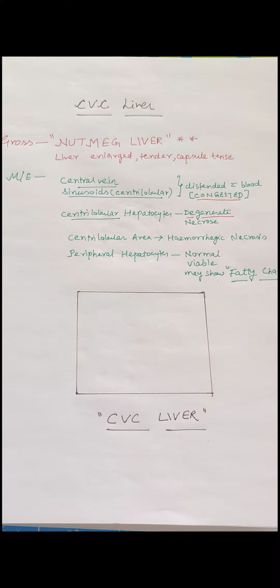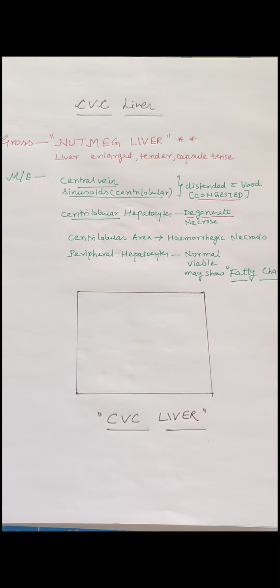Hello and welcome everyone. In the last talk I discussed chronic venous congestion of liver, and in this I will try to explain how to draw a histological diagram of CVC liver. In CVC liver, the most important points regarding the gross and microscopy, that is the morphology, were that in gross the appearance of liver is like a nutmeg. The cross section of the liver shows alternate reddish and pale areas.